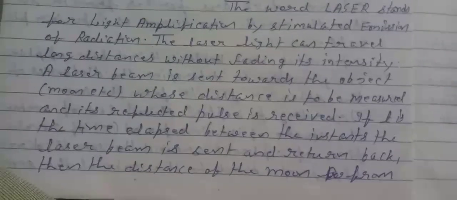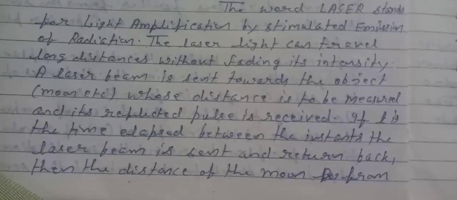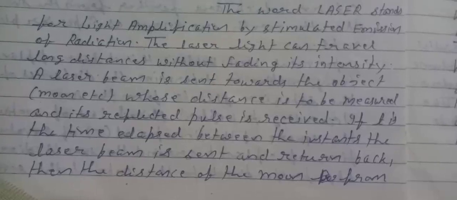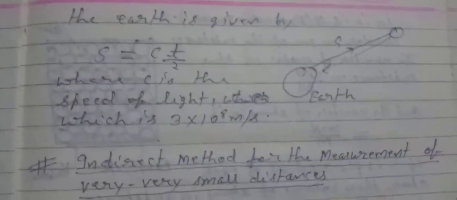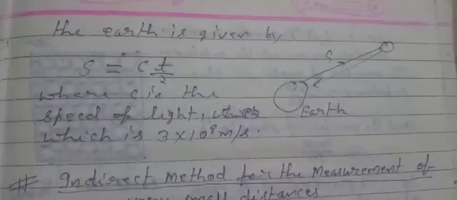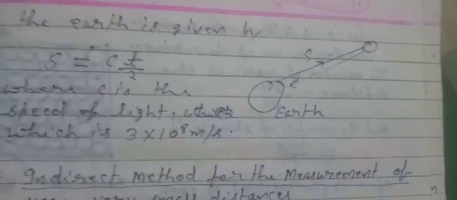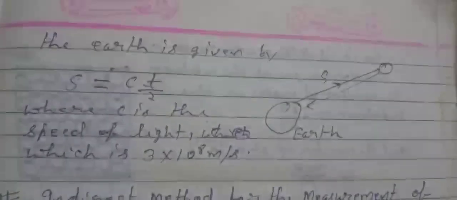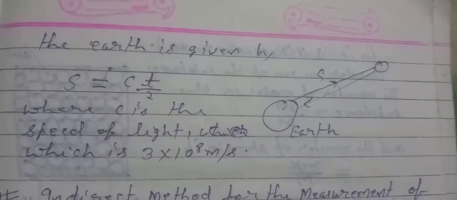reflected pulse is received. If t is the time elapsed between the instant the laser beam is sent and the return back, then the distance of the moon from the earth is given by s = c × t / 2, where c is the speed of light, which is equal to 3 × 10^8 meter per second, where c is used because laser is also a light. So the velocity will be equal to the velocity of light.